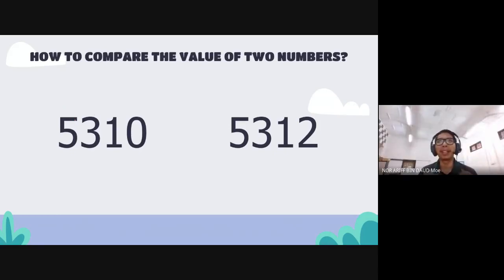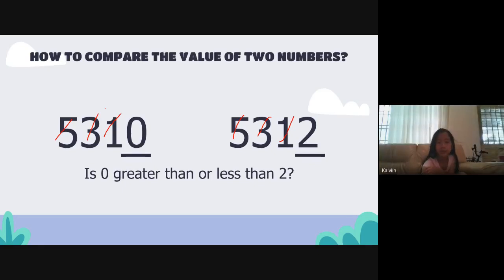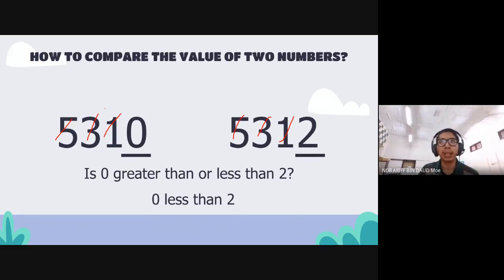Chanya said we cannot compare 5 and 5 because it's the same number. Okay, 3 and 3 also we cannot compare because it's the same number. 1 and 1 also we cannot compare because it's still the same number. But when you look at here, 0 and 2. Okay, is 0 greater than or less than 2? Chanya? 0 is less than 2. Yes, 0 is less than 2. So how do we want to write the answer?